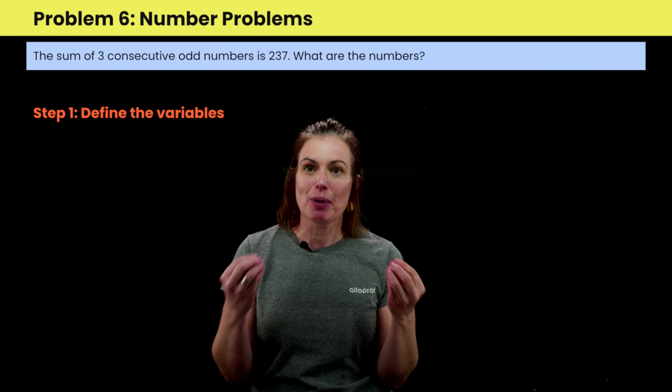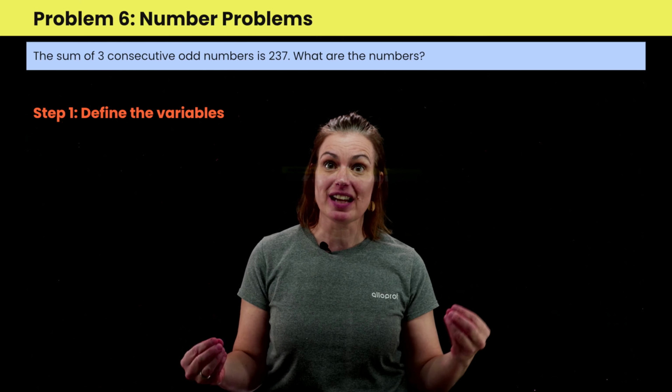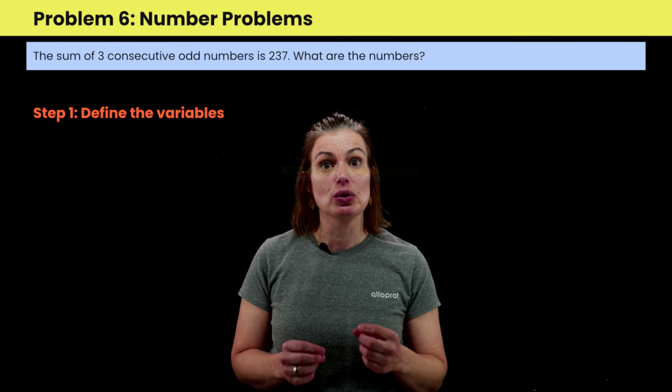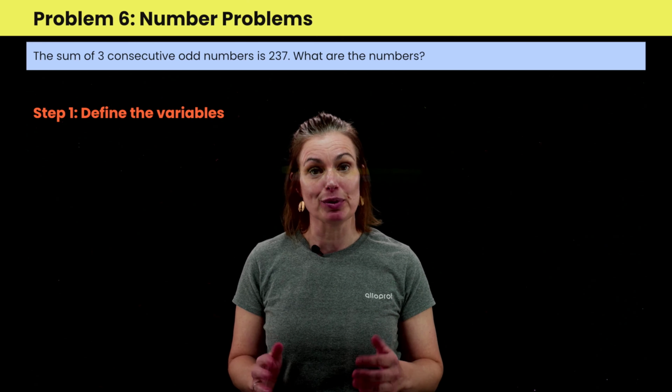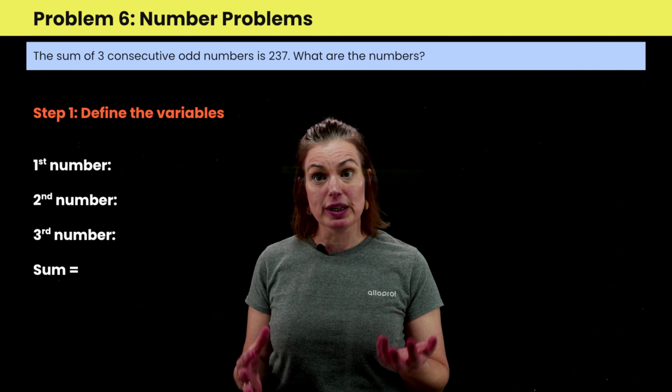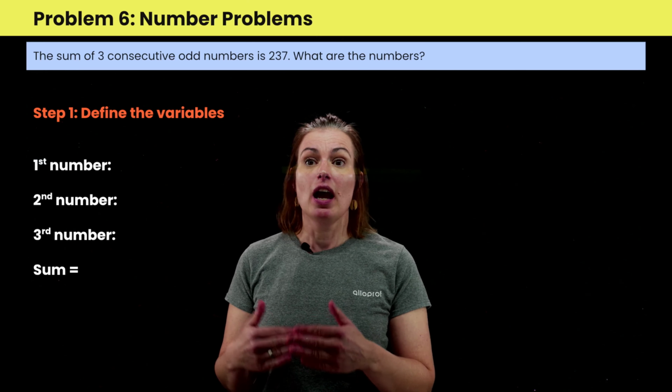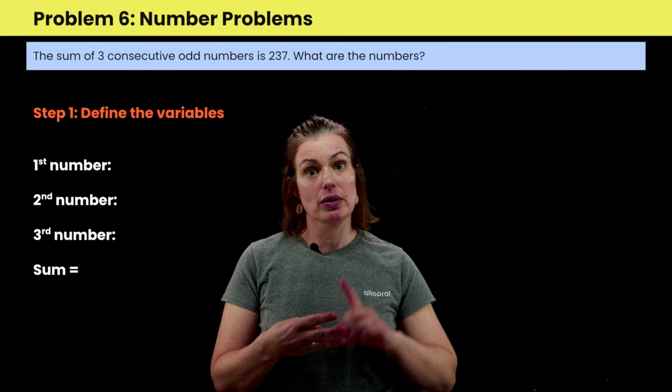All right, so for our last problem, which is problem number 6, we're going to be dealing with numbers. The problem states the sum of 3 consecutive odd numbers is 237. What are the numbers? Once again, we start by defining our variables. And this time, since we have 3 numbers that we have to concern ourselves with, I've got a spot for the first number, the second number, the third number.